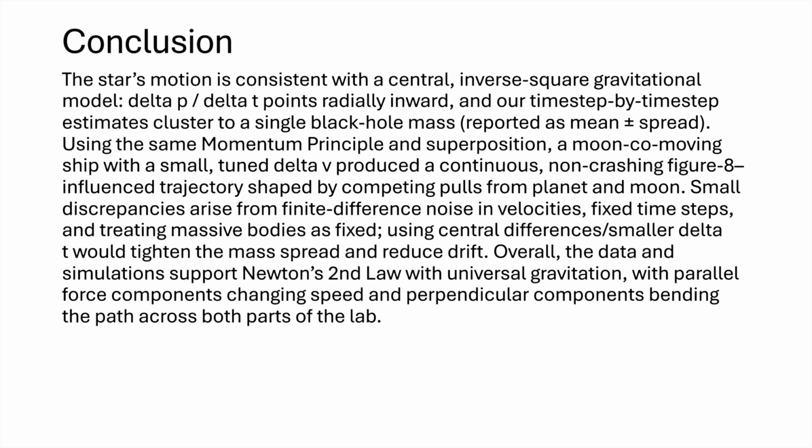So in conclusion, the star's motion fits a central inverse square gravity model. Delta p upon delta t points inward, and the stepwise estimates converge to one black hole mass, mean plus or minus spread. In the planet, moon, ship model, a small moon-frame delta v yields a stable, non-crashing figure 8 influenced by both bodies. Minor mismatches come from differencing noise and fixed time steps, but overall the results support Newton's second law and universal gravitation.